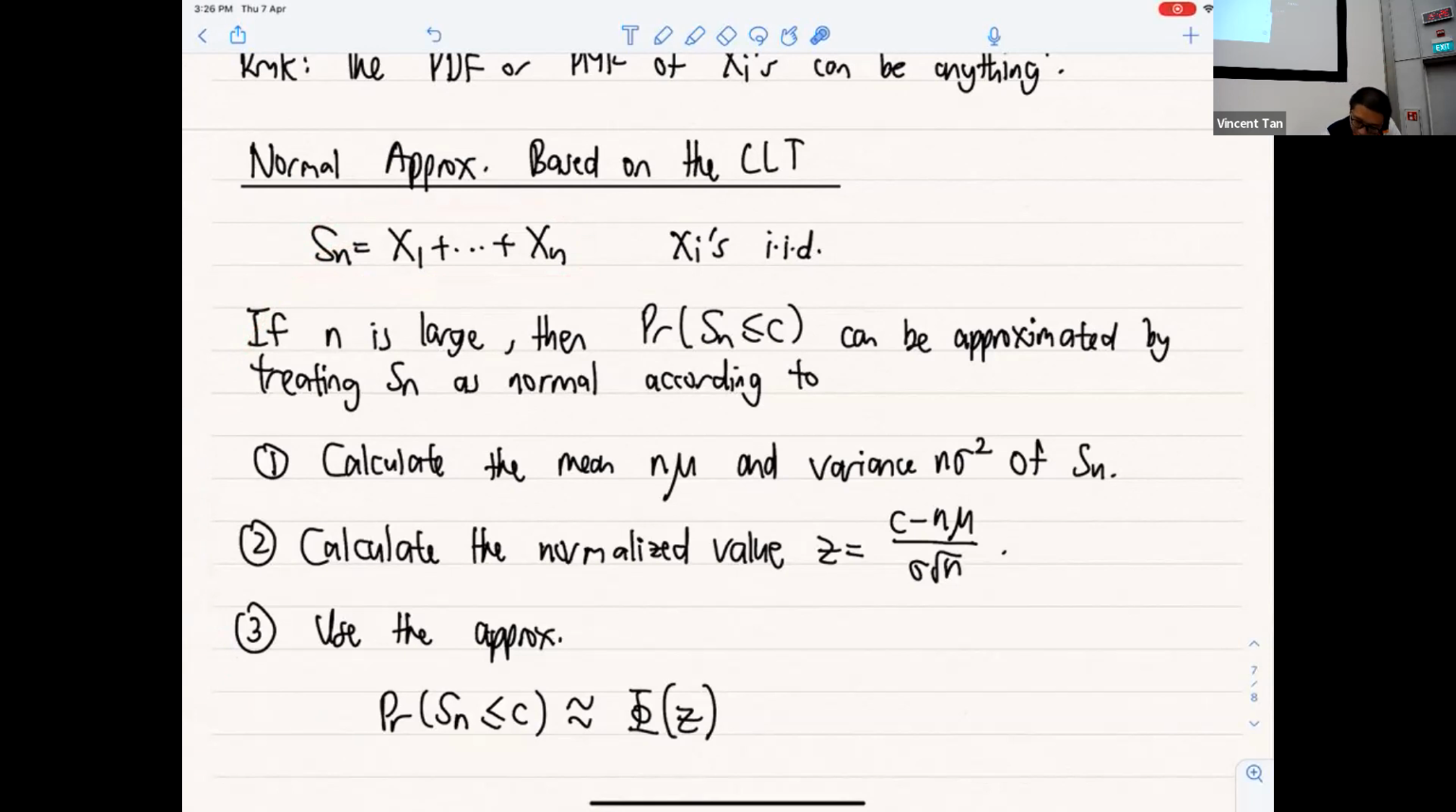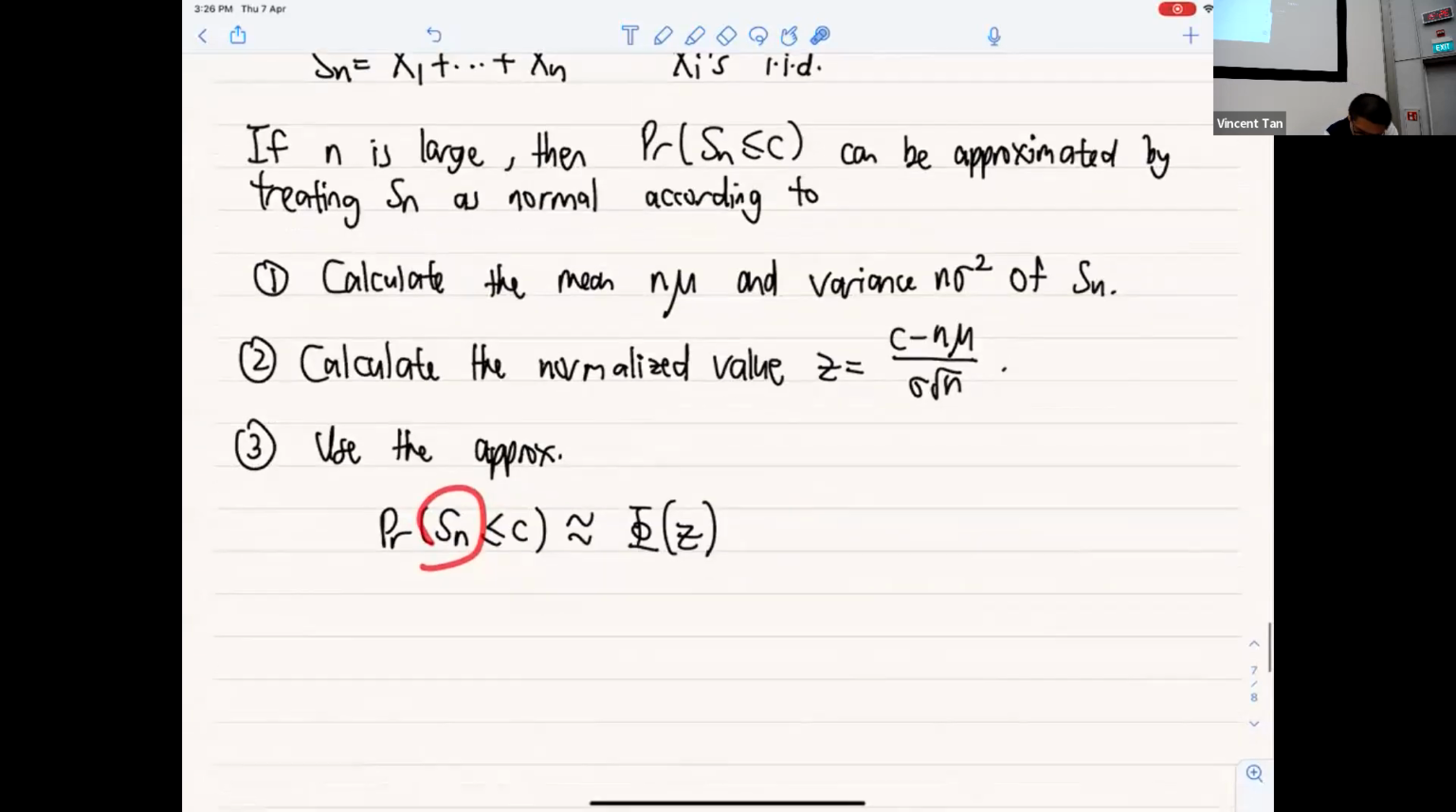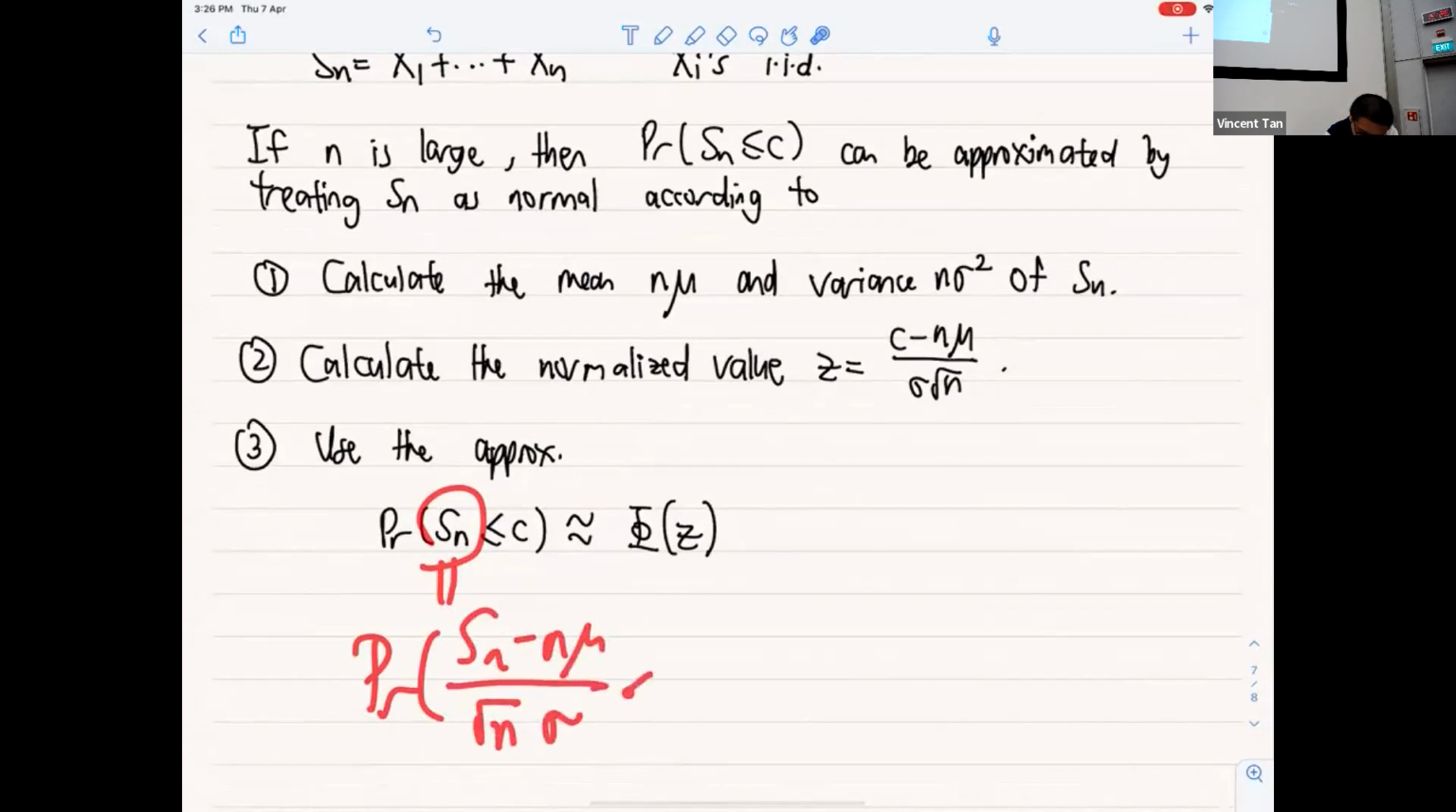And so the procedure is we calculate the mean and the variance of Sn, we calculate the normalized version of c, which we call Z, and we do this approximation because we are pretending that this is Gaussian. What we are going to do here is take away n times the mean, divided by the square root of n times the variance, less than Z. The Z is basically the normalized version of c. And we are pretending that this is Gaussian, so we can replace this by phi of Z.